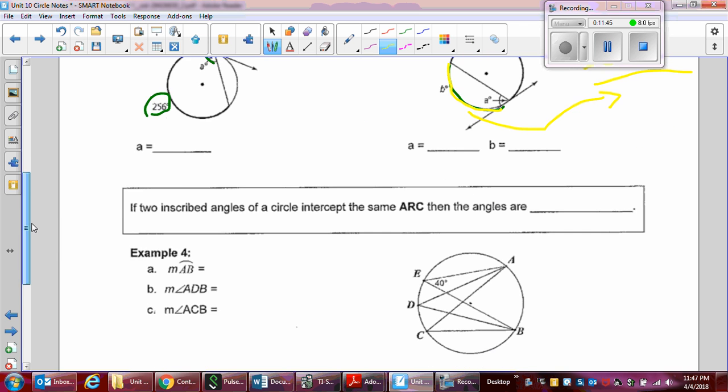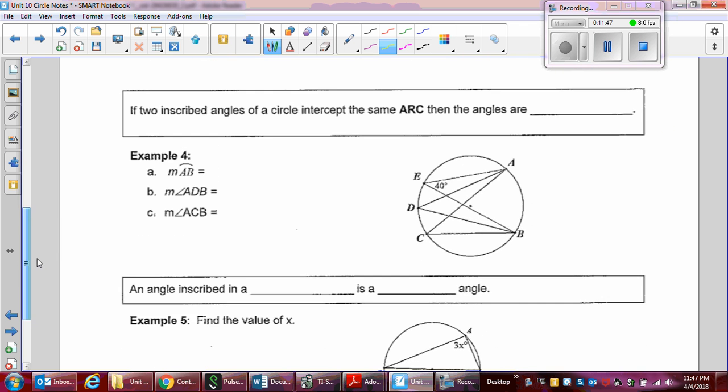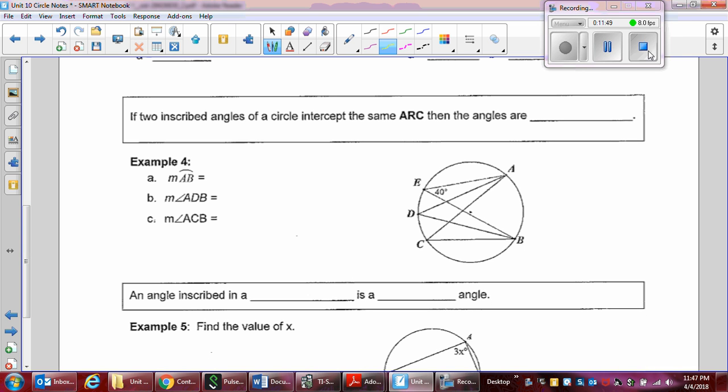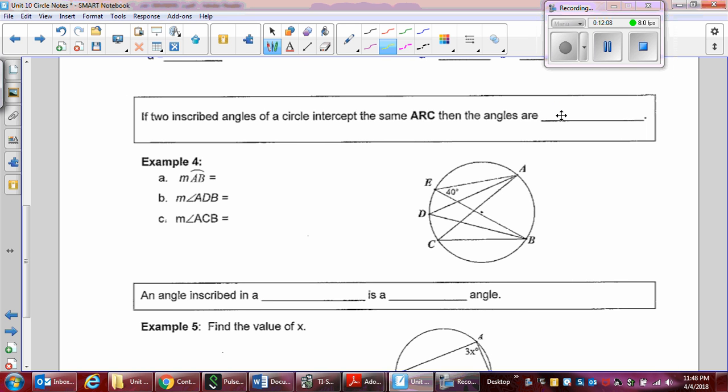All right, the last part of this note is knowing what to do with inscribed angles. If two inscribed angles of a circle intercept the same arc, then the angles are going to be what? What do you think? What's the relationship between the angles? Good job, congruent, right? So you're going to have congruent measurements. I'm just going to put congruent.